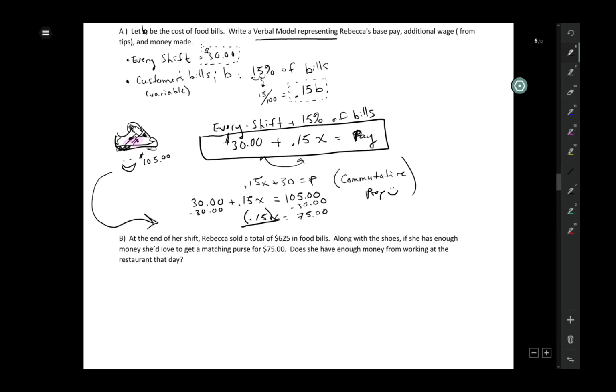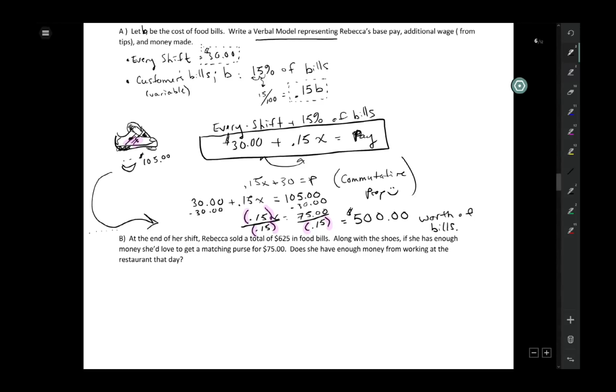Now, dividing by decimals. You can just type that right into your calculator. 75 divided by 0.15. Again, use parentheses. Highly recommend the use of parentheses. Okay, and what you should get out is she needs to sell $500 worth of food bills. Okay, so $500 is what she knows she needs to make.